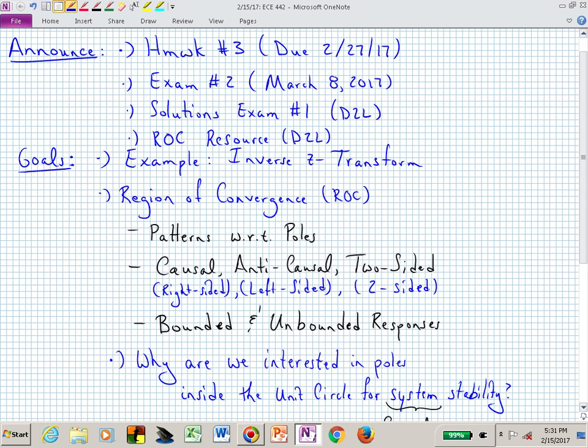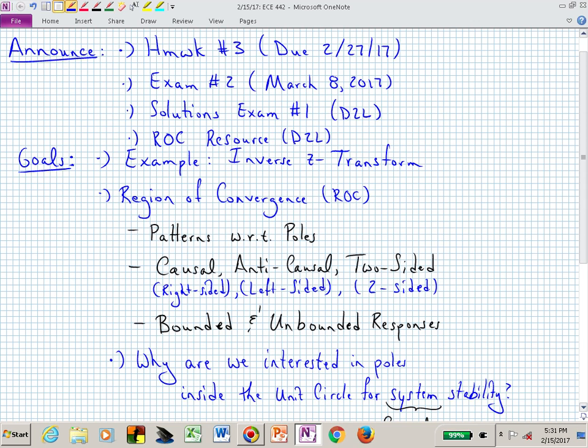And I also posted a resource for the region of convergence in unit number 3 on D2L, and it's at the top ahead of all the lecture material if you want a little bit more information about the region of convergence. Today what I want to do is talk about inverse Z transforms, and we'll start with trying to connect that with where you've already been, inverse Laplace transforms.